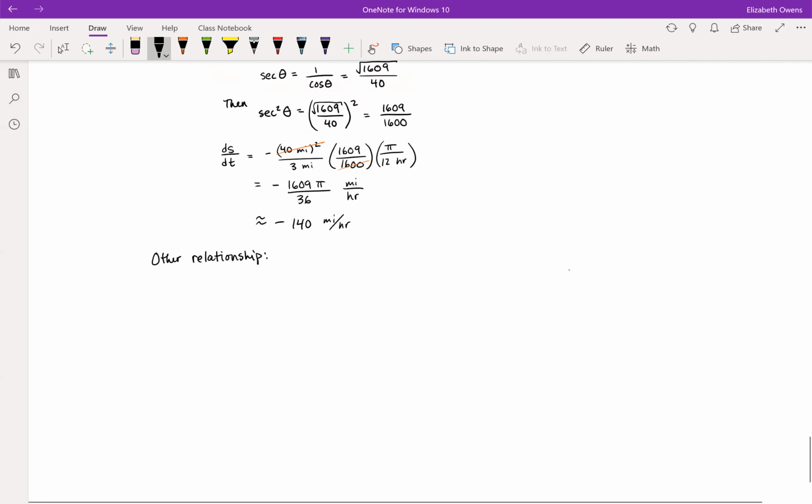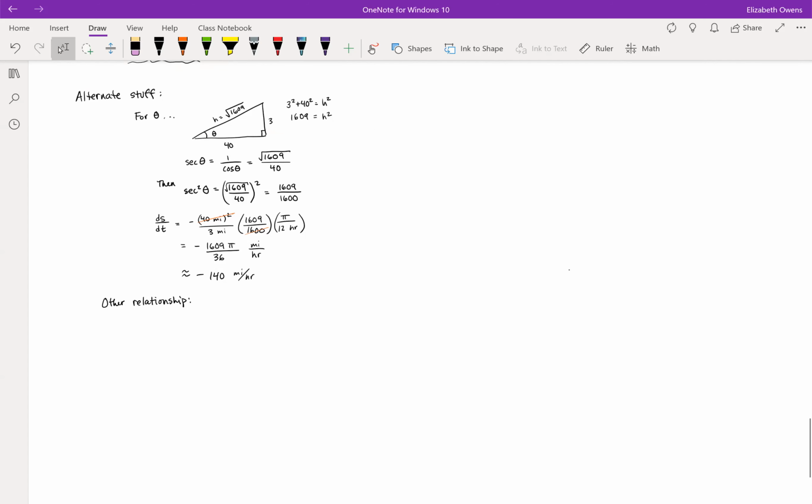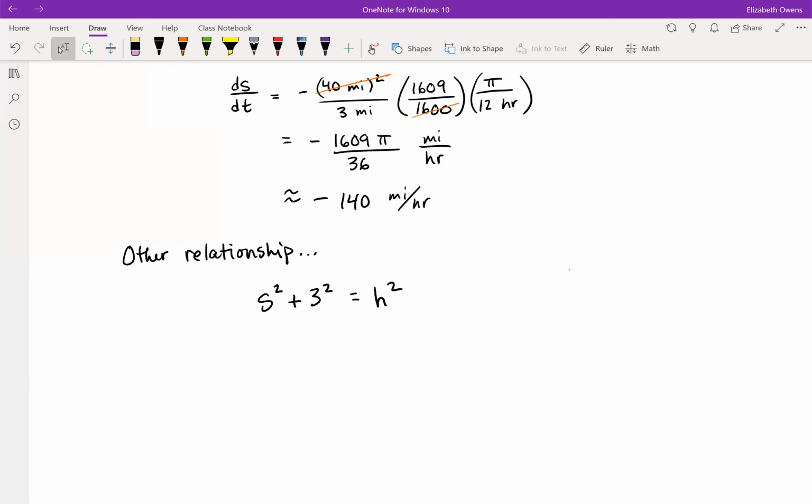Because sometimes it's good to see how things would work out, to just see what the process of playing around with this stuff looks like. So if you had gone with that s squared plus 3 squared equals h squared and not really worked with the angle theta, let's see what's up with that. You would take the derivative of that with respect to time t.